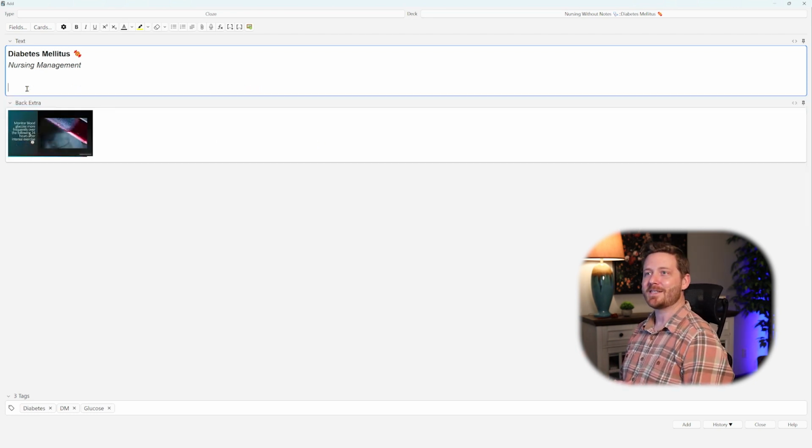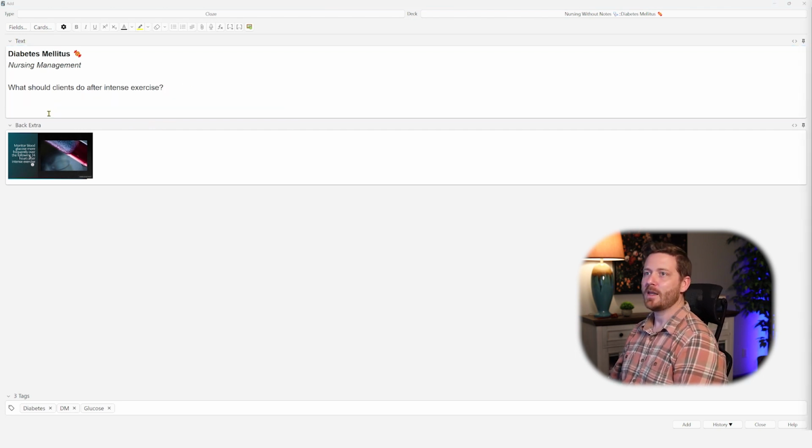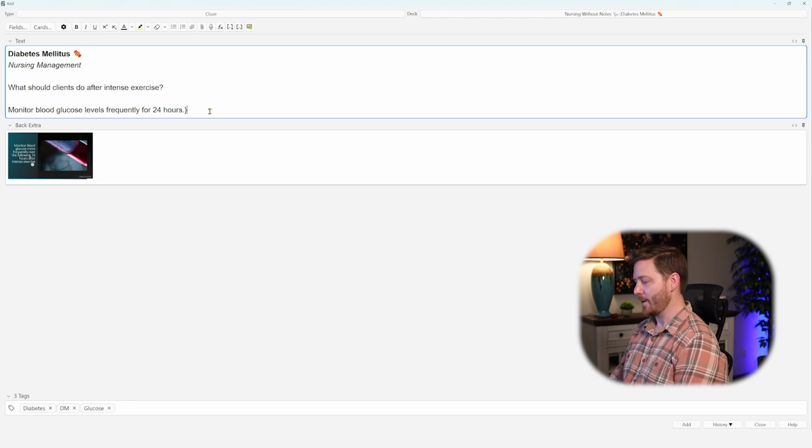After that intense exercise, they need to monitor their blood glucose levels more frequently over the next 24 hours. What should clients do after intense exercise? That will be to monitor blood glucose levels frequently for 24 hours afterwards. Let's put in afterwards. And now let's move on to our medications.